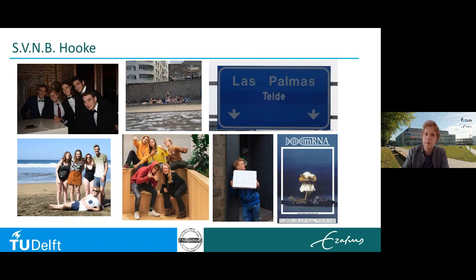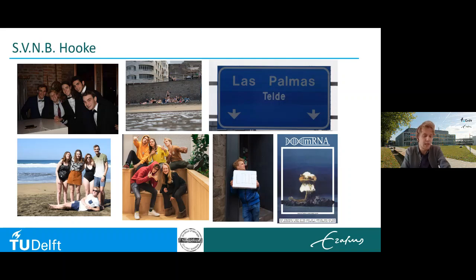So in Delft, we have a lot of associations. We have sports associations. We have music associations, etc. But there are also study associations. So each program has its own association. So physics has its own, nanobiology has SVNB Hoek. And this association organizes a lot of things. So we're very active, normally speaking.